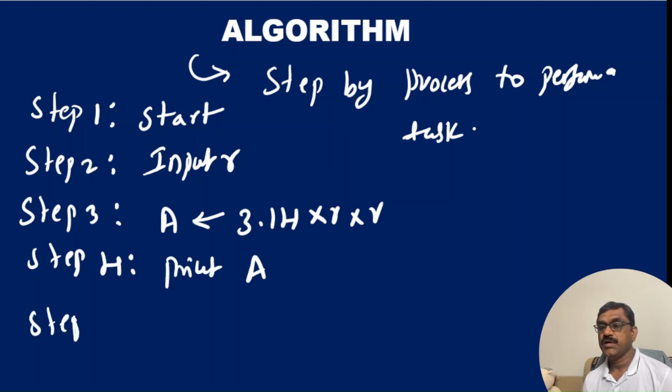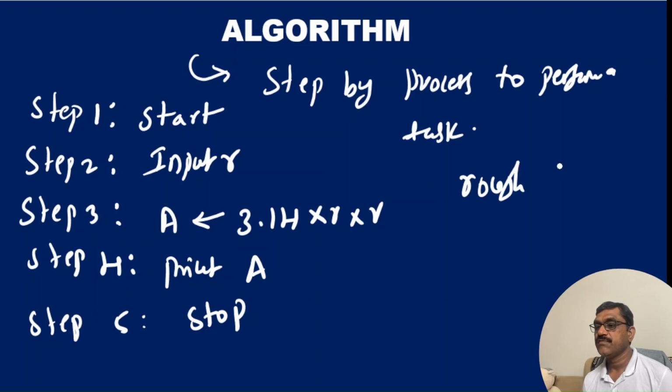And step 5, stop. If you observe the flowchart and algorithm, the only difference is that there are symbols in the flowchart, but in the algorithm there are no symbols. We are just writing the code. This code we call rough code, or in another sense, we use the term pseudocode.